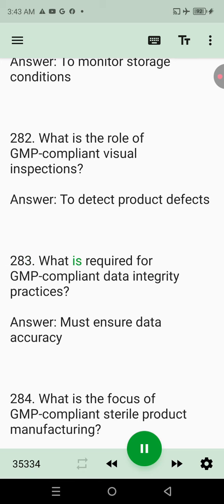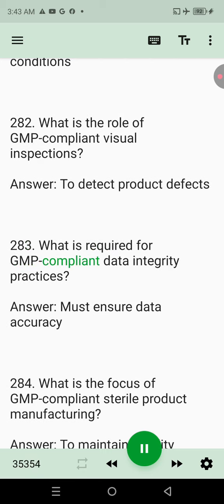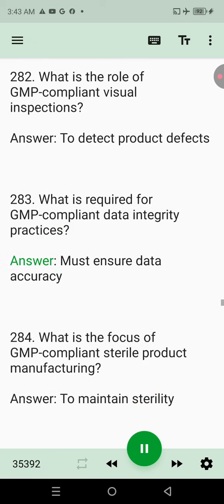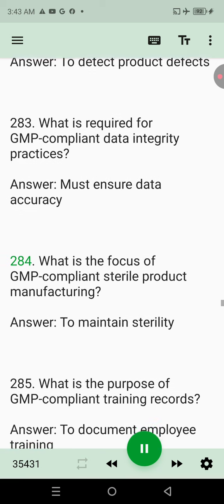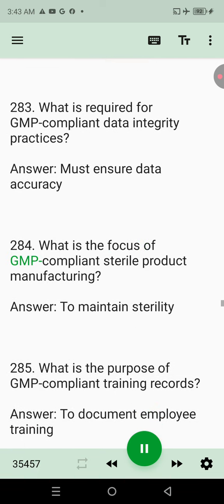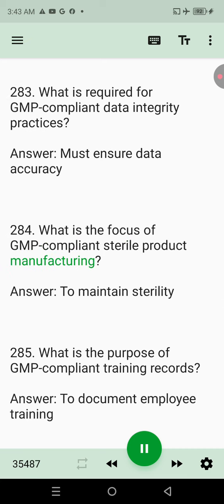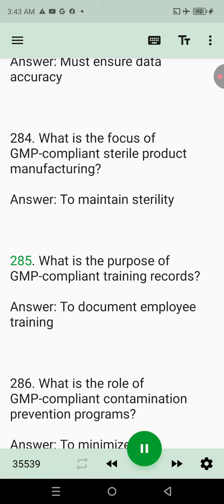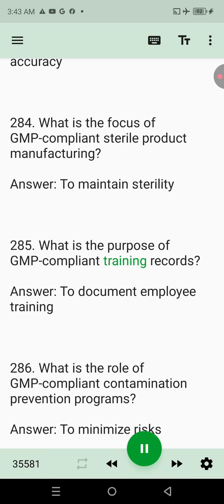283. What is required for GMP-compliant data integrity practices? Answer: must ensure data accuracy. 284. What is the focus of GMP-compliant sterile product manufacturing? Answer: to maintain sterility. 285. What is the purpose of GMP-compliant training records?